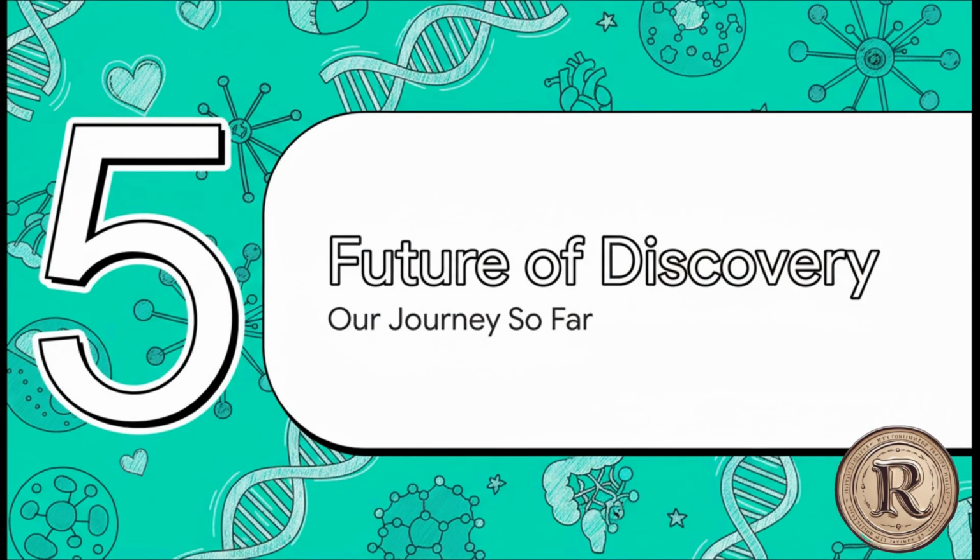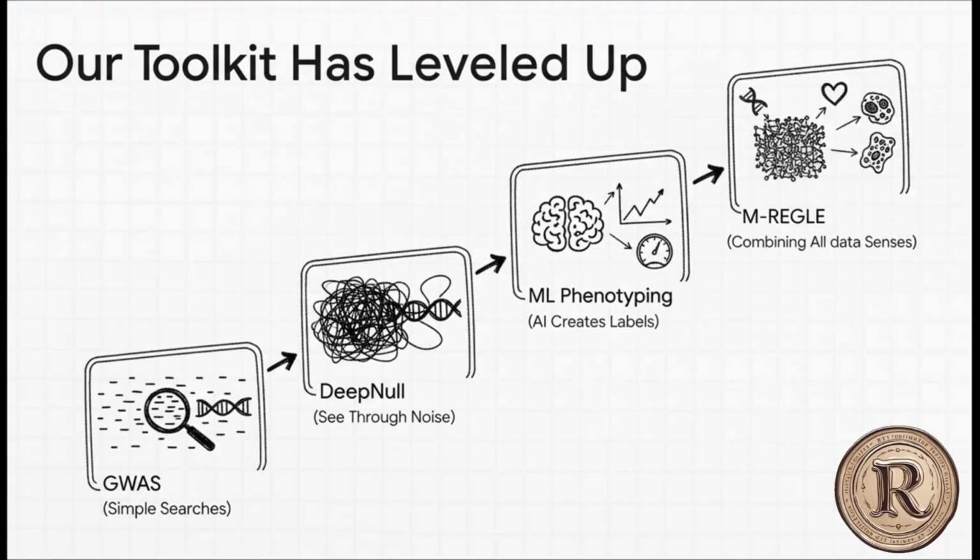So what a journey, right? We've basically watched the scientific toolkit for understanding our DNA level up again and again, with each new idea building on the one before it. I mean, think about it. We went from those early, simple searches with GWAS to getting a whole lot smarter about seeing through the biological noise with DeepKnow. Then we took a huge leap and let the AI create its own, much better labels. And finally, we taught it to combine all its senses with mREGL. Every single step has peeled back another layer of the onion, getting us closer to the real biology underneath.